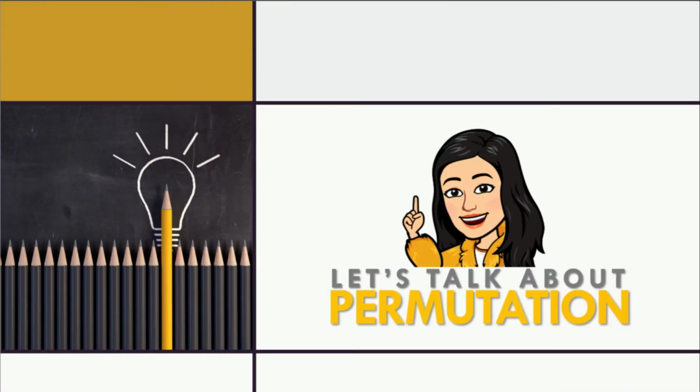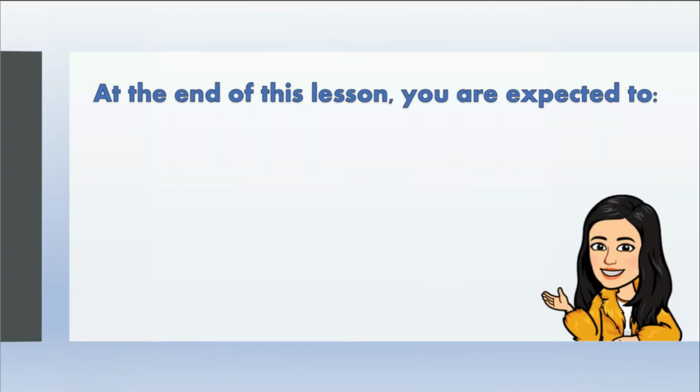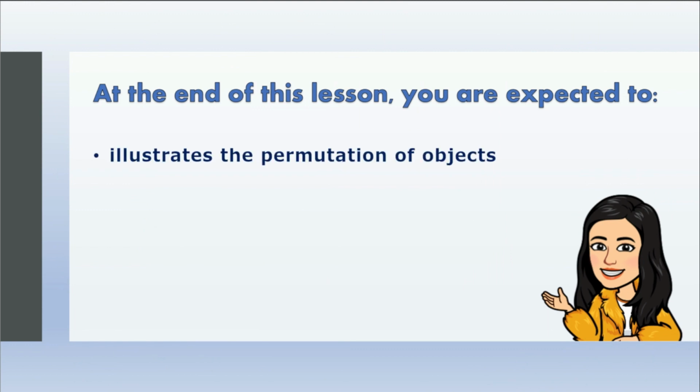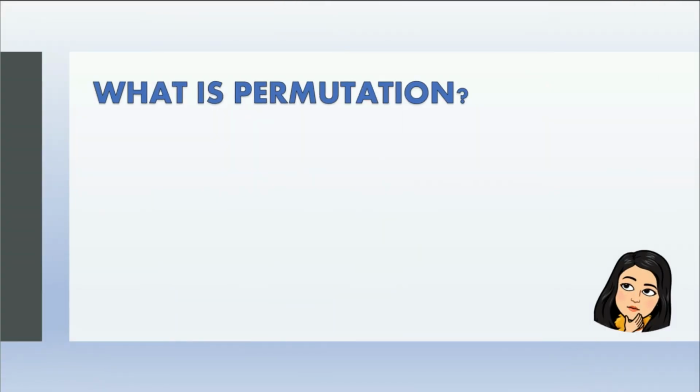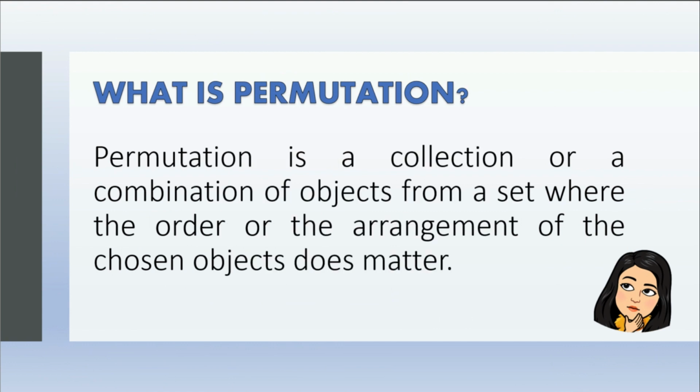Today, we will talk about permutation. Are you ready? At the end of this lesson, you are expected to illustrate the permutation of objects and solve problems involving permutations. So, what do we mean by permutation? Permutation is a collection or a combination of objects from a set where the order or the arrangement of the chosen objects does matter. In other words, a permutation is an ordered combination.